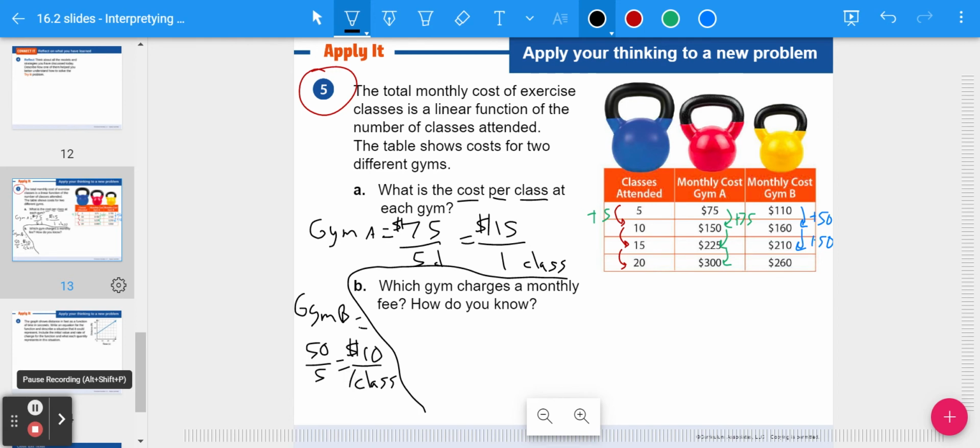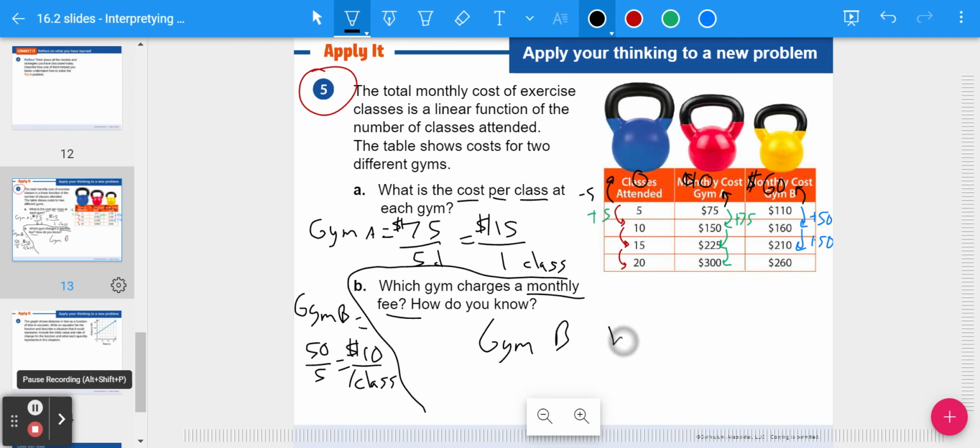So why then, after 5 classes, is gym B more expensive? Well, it has to do with this 1 time a month fee. And that would come in for gym B. If you go back 5, you get to 0. So 0 classes. And if you go back one more here, you'll get to $60. That means it's $60 even if you take 0 classes. Whereas this one, if you go back, it would be $0 for 0 classes.